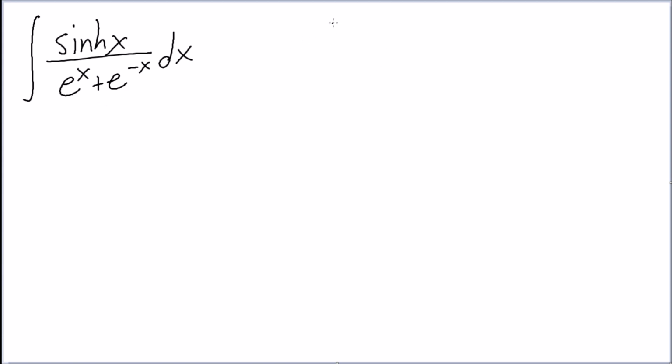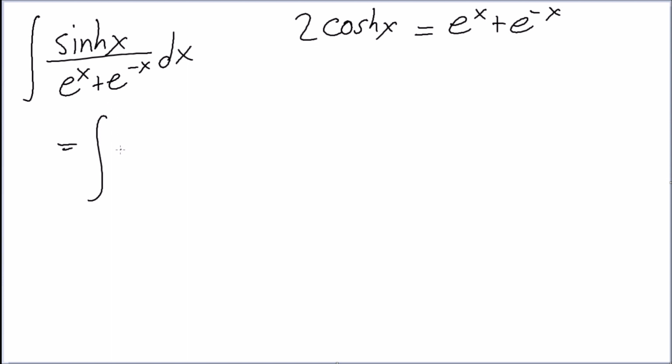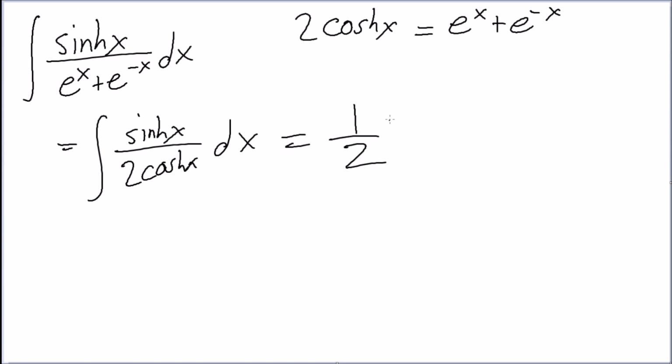But we know this is cosh, right? In fact, you can sort of go like this. We know that this is e to the x plus e to the negative x divided by 2, but you can multiply 2 to both sides, so you can literally just substitute this in at the bottom. So this gives us sinh x over cosh x dx, and this is just simply half ln cosh x.